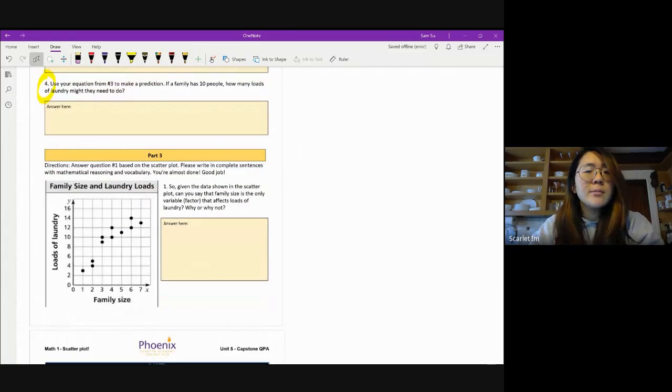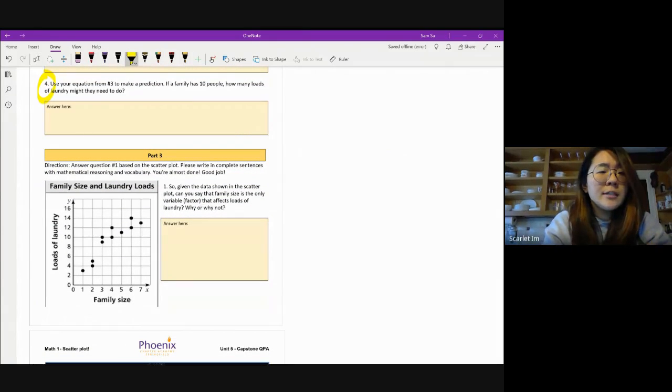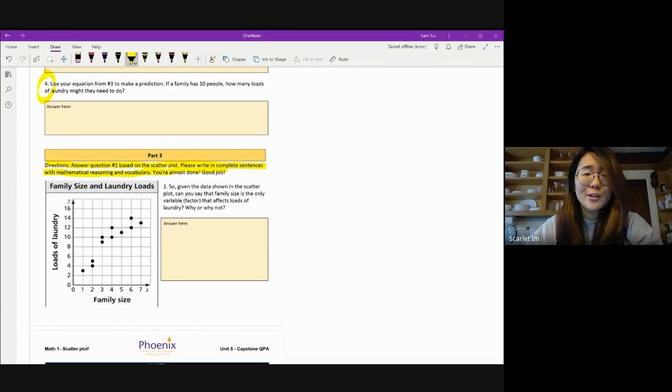Now, last but not least, we have our part 3, which means directions. Please answer question number 1 based on their scatter plot. Please write in complete sentences with mathematical reasoning and vocabulary, and you're almost done. Good job. So this is the last question for our QPA, and then you are done for this unit.